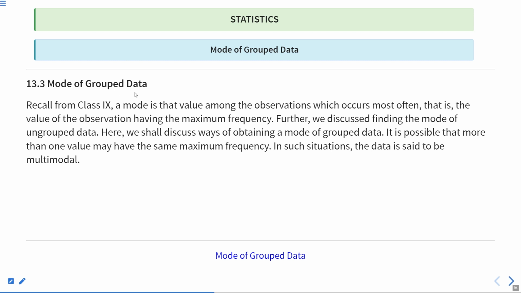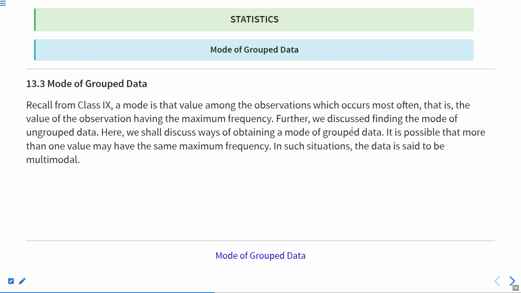Recall from class 9, a mode is that value among the observations which occurs most often, and that is the value of the observation having the maximum frequency. So you have studied in class 9 what a mode is.